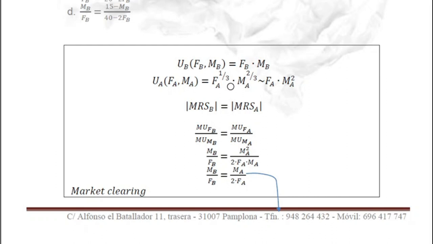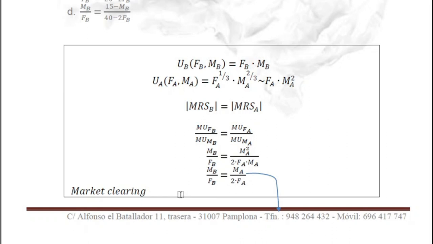Now, MRS. We equalize the MRS to find the tangency condition. Then, the derivative with respect to F for Brian, I think, is M, divided by the derivative with respect to M, which is F, okay? Equal to the derivative with respect to F, which is M squared, divided by the derivative with respect to M, which is twice FM. Then if we simplify here, we find this expression, and as we know, we can't leave this curve like this, because we have 4 variables, okay?